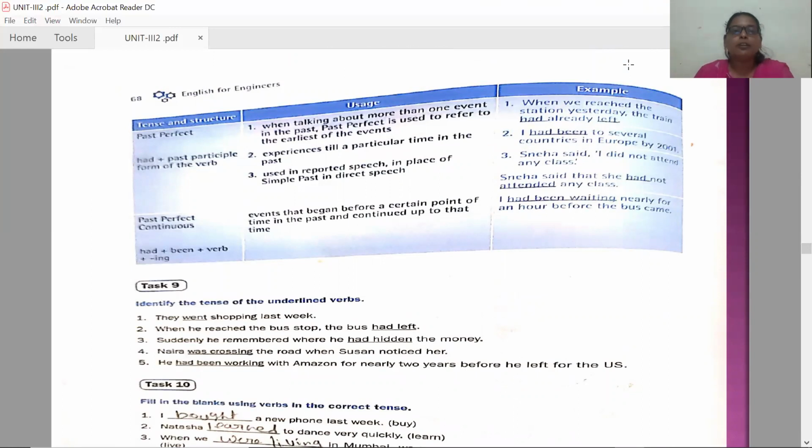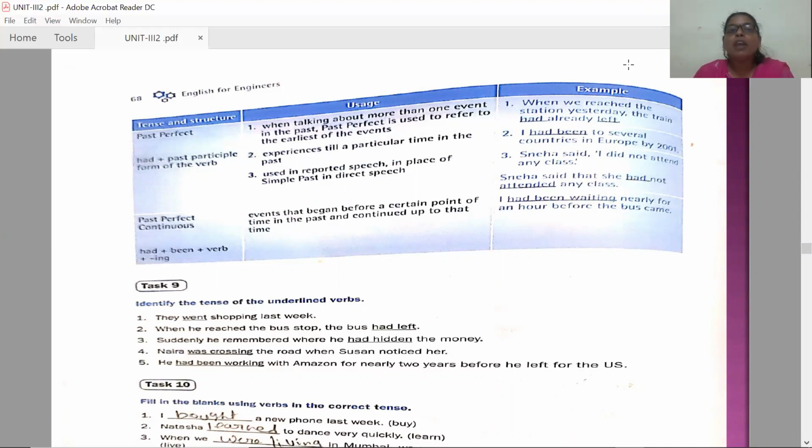And coming to past perfect, when you are talking about past perfect tense, the structure is had plus past participle form of the verb. Let us see the usage. When talking about more than one event in the past, past perfect is used to refer to the earliest event. So this you should be very careful. Let me tell you. When we reached the station yesterday, the train had already left.